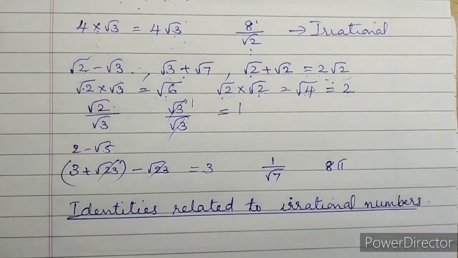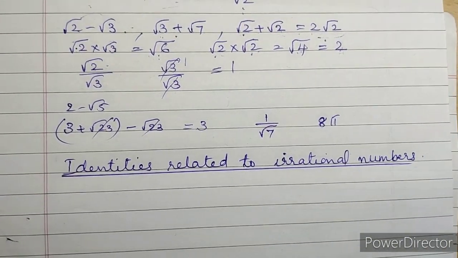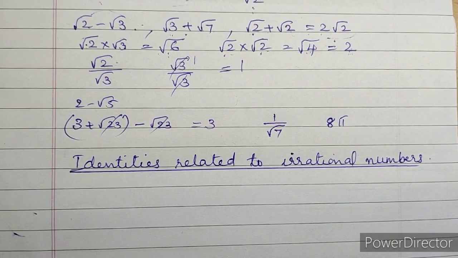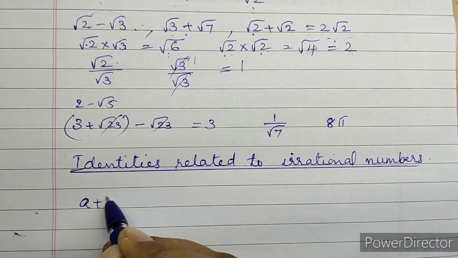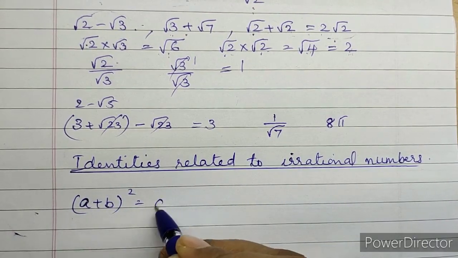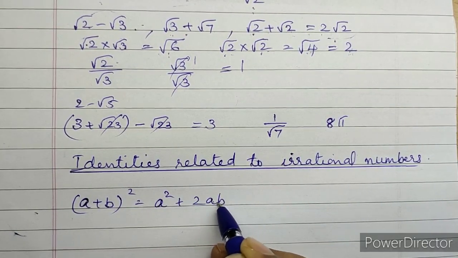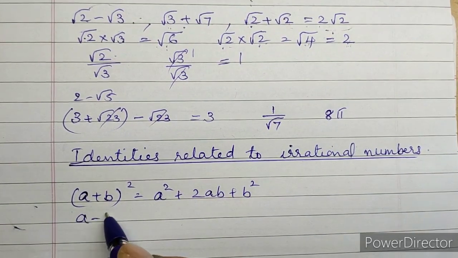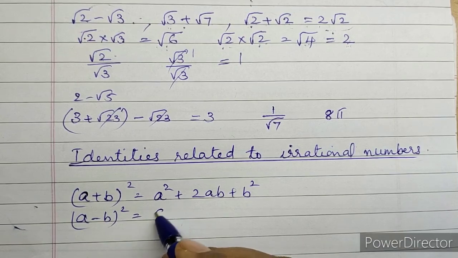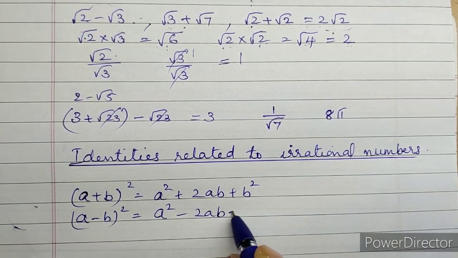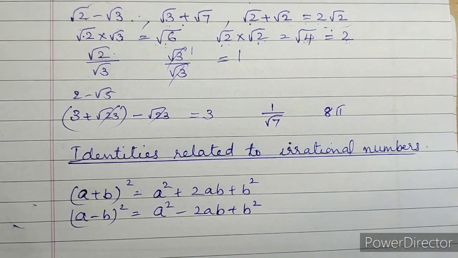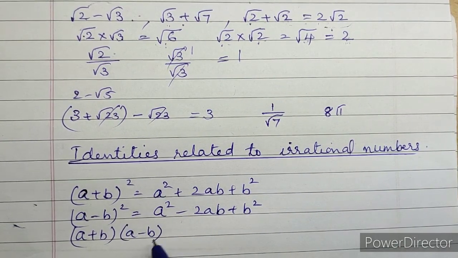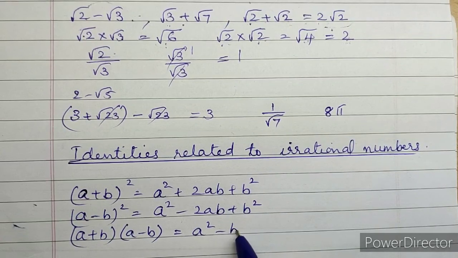Next topic is identities related to irrational numbers. You know the algebraic identities you have learned already. First identity, a plus b the whole square is equal to a square plus 2ab plus b square. Just recall, a minus b the whole square is equal to a square minus 2ab plus b square. If it is a plus b into a minus b, what will be the answer? It is a square minus b square.